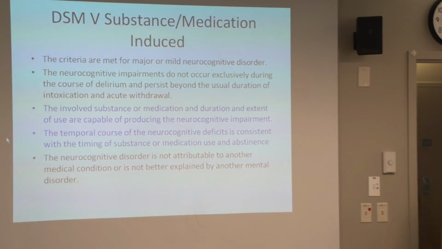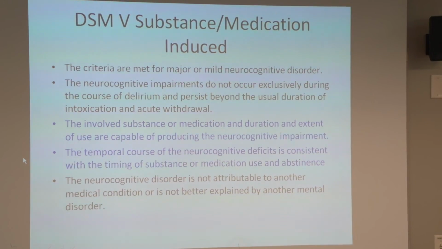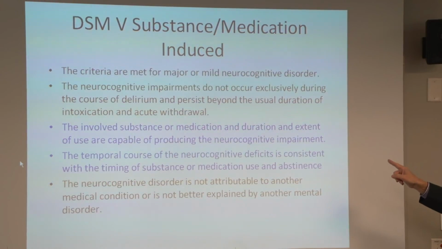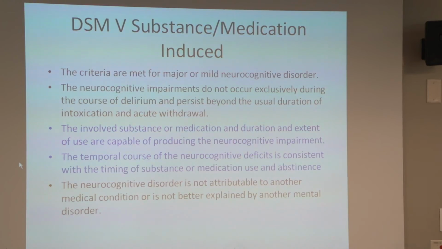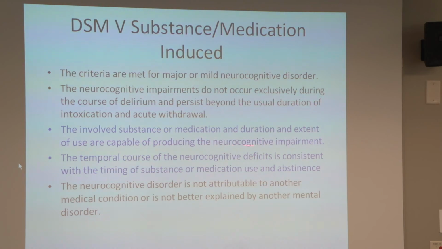Okay, substance medication induced. Same themes as for delirium. There's a large list of drugs. Each has its own code. There's a substance use problem or not behind this. You've got to state that. Now, there's the least amount of clinical pathologic correlation with your drug causing brain damage that leads to dementia, or what we call now neurocognitive.